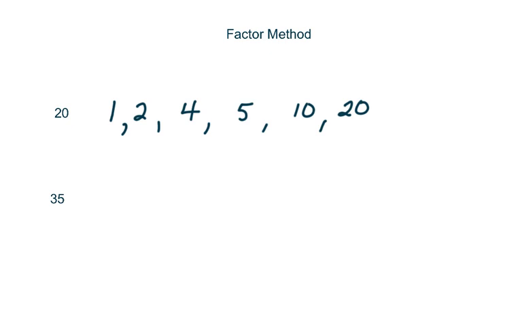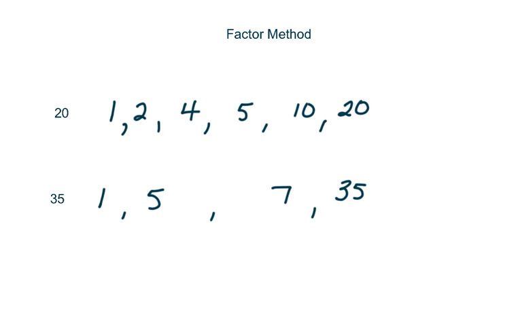So now I have a list of every number that's a factor, and now I'm going to repeat the process with 35. So I have 1 times 35. 2 is not a factor of 35. 3 is not a factor of 35. 4 is not a factor of 35. And 5 and 7. So we can see that 35 does not have as many factors as 20 does.